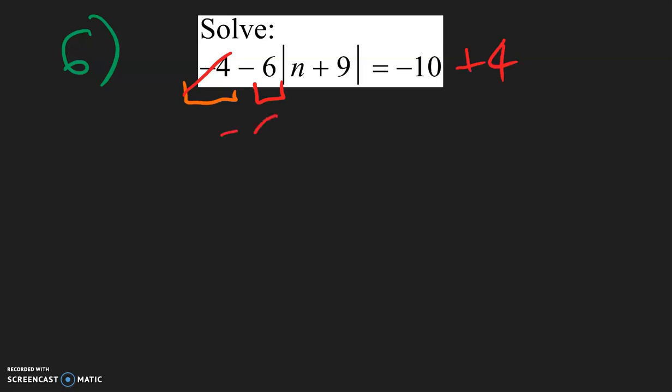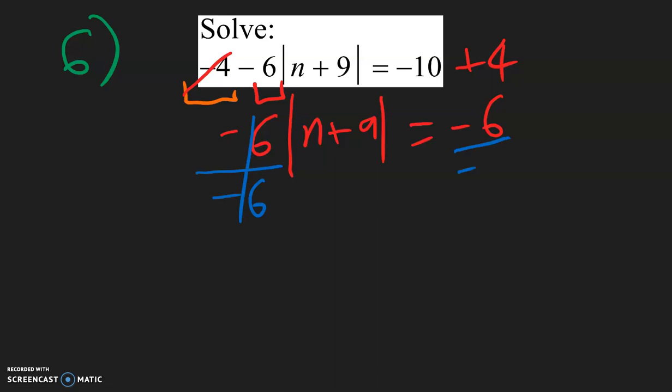So we get -6 times absolute value of n plus 9 equal -10 plus 4 is -6. One more step. Let's divide by -6 so we can get the absolute value by itself. So now we have absolute value of n plus 9 equal to +1, which is what we want, a positive on the other side. Now that lets us write the two equations.